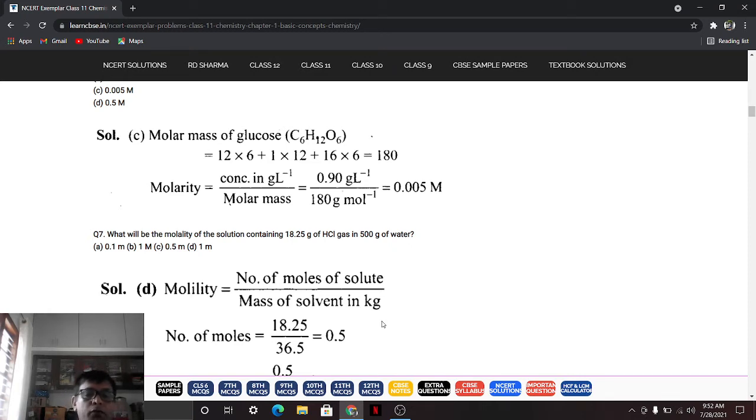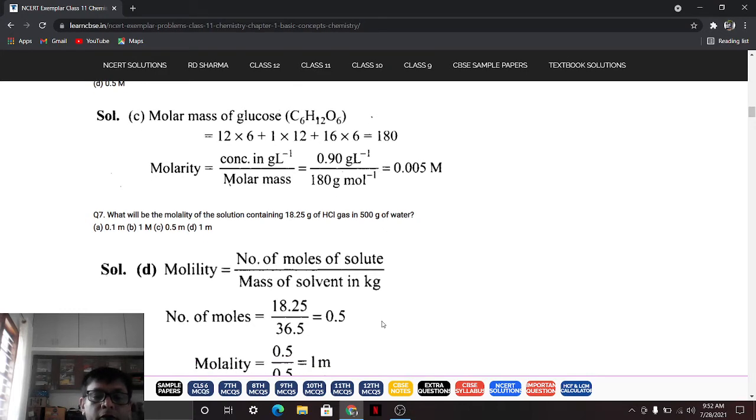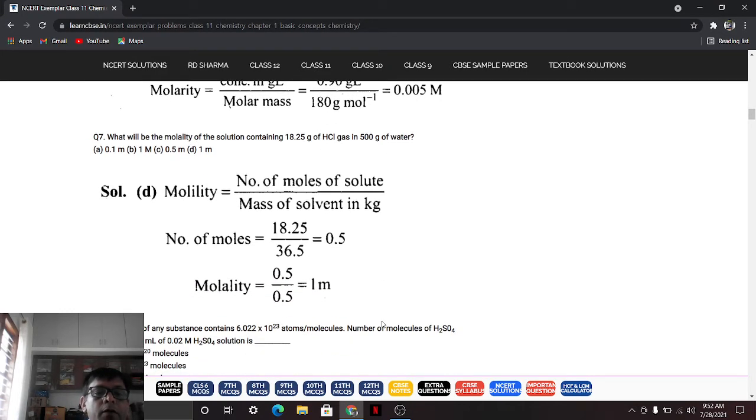18.25 divided by 36.5, that is equal to 0.5. Molality is equal to number of moles divided by mass of the solvent in kg.